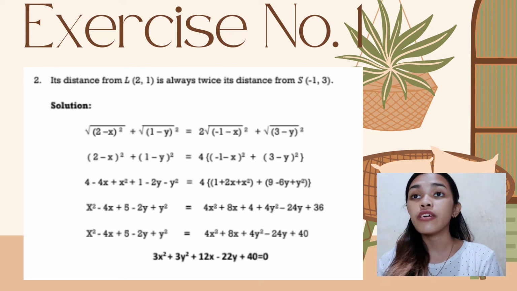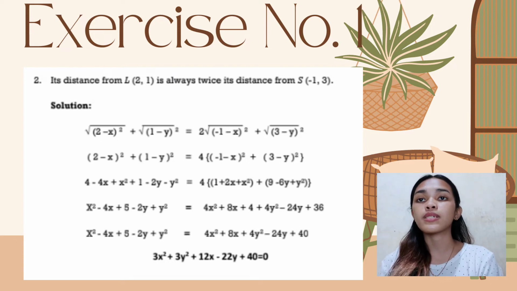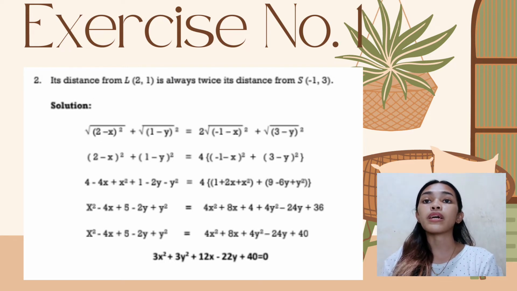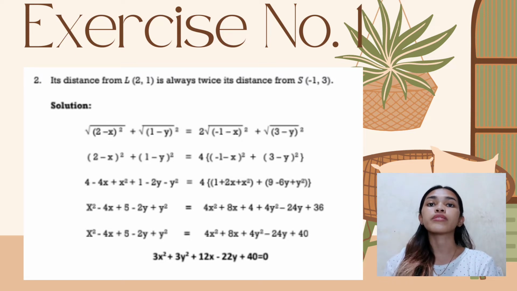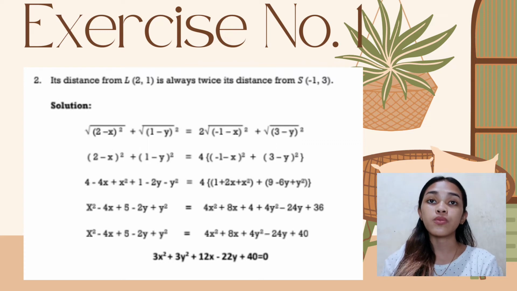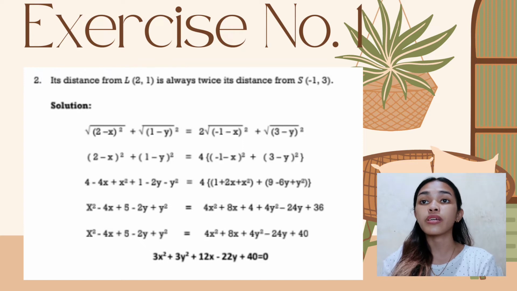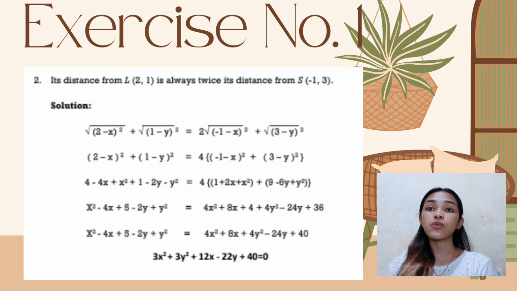The answer will be 4 minus 4x plus x squared plus 1 minus 2y plus y squared is equal to 4 times 1 plus 2x plus x squared plus 9 minus 6y plus y squared. And it will be x squared minus 4x plus 5 minus 2y plus y squared is equal to 4x squared plus 8x plus 4 plus 4y squared minus 24y plus 36.